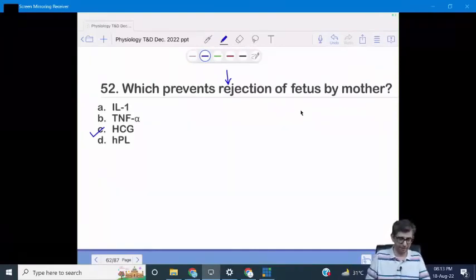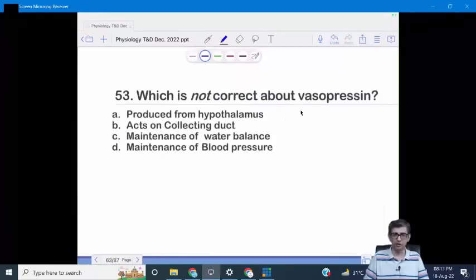Yeah, HPL can work like glucagon. Okay. Human placental lactogen. Okay. Moving to question number 53, which of the following is not correct about vasopressin?